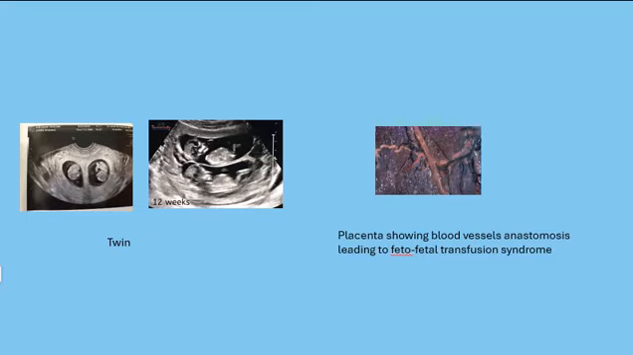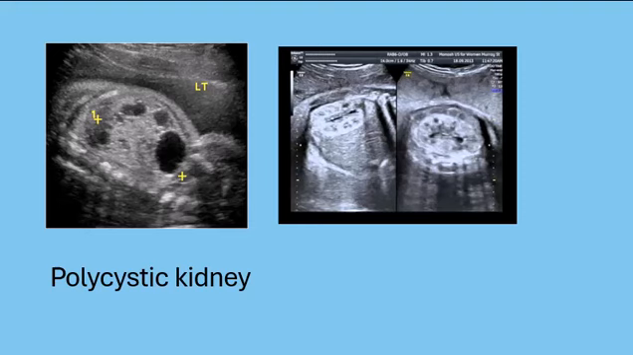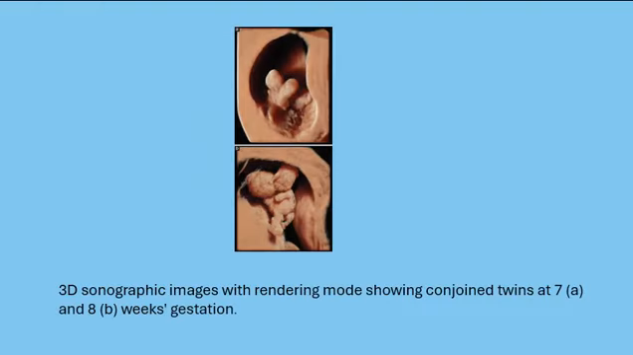Placenta showing blood vessel anastomosis leading to feto-fetal transfusion syndrome. Polycystic kidney. 3D sonographic images with rendering mode showing conjoined twins at 7 weeks (A) and 8 weeks (B) gestation.